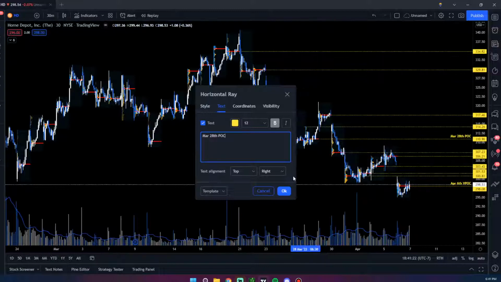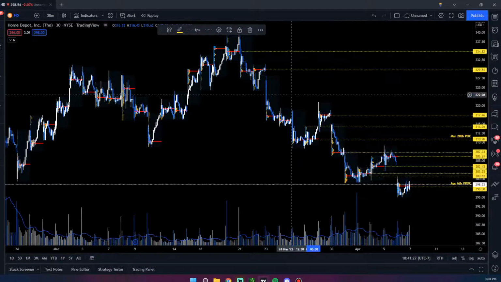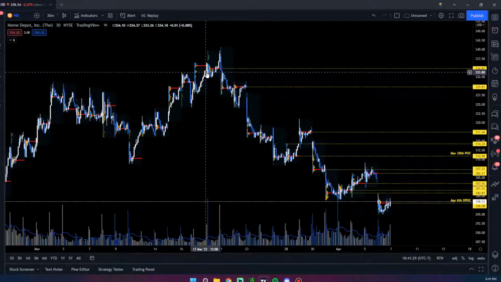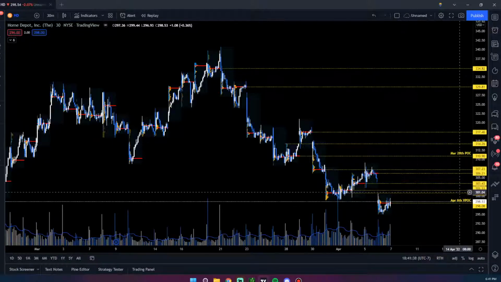POC. Again, I'm not going to label all of them. Hopefully you guys get the idea. If it's touched the day after it's formed or any subsequent days after that, it will be a POC. If it hasn't been touched, it's going to remain a virgin POC.